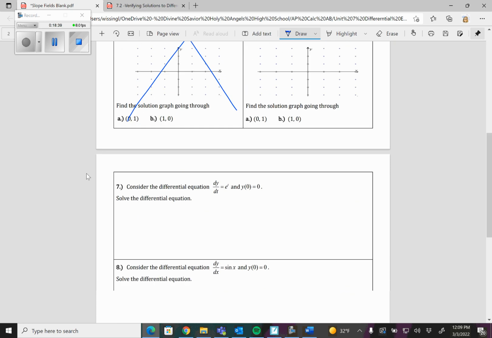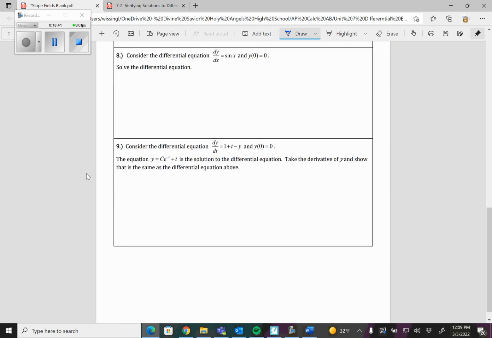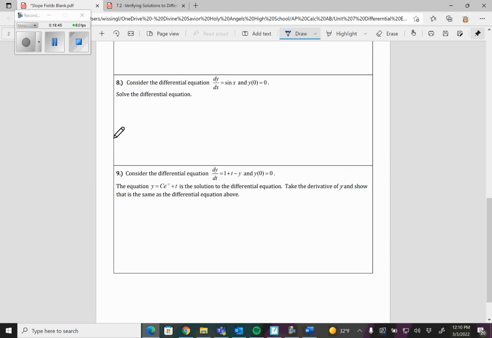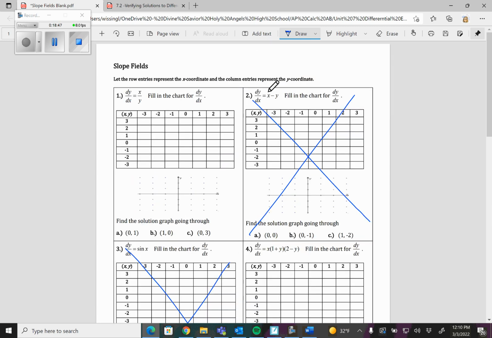The other thing to note though on this worksheet is the problems 7, 8, and 9 we have not learned yet. So don't do 7, 8, and 9. Hold off on those 3 until you get back from Vocare.